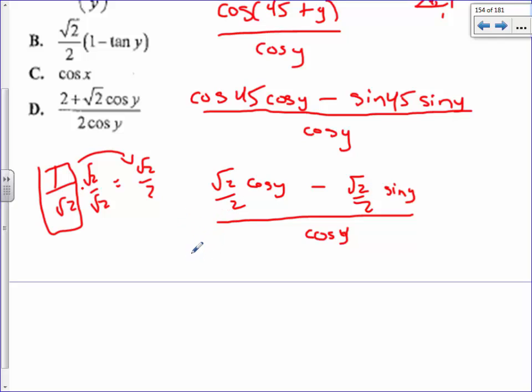Okay, I have an idea. The top of this thing right here has something in common. Yeah, I can factor that out. I'm going to factor out the root 2 over 2, and it's going to leave me with cosine of y minus the sine of y.